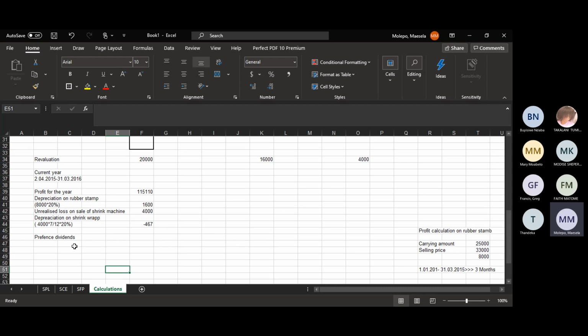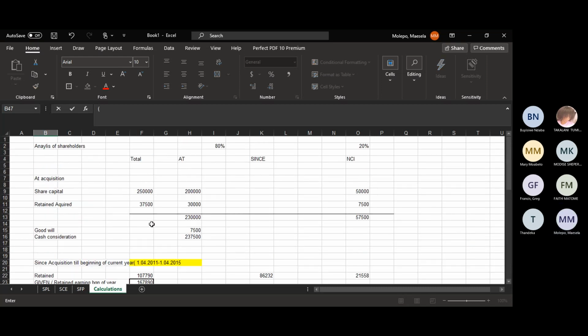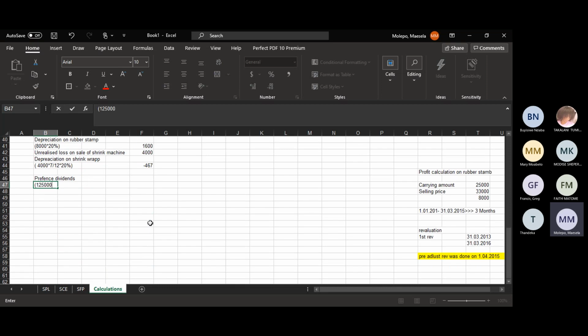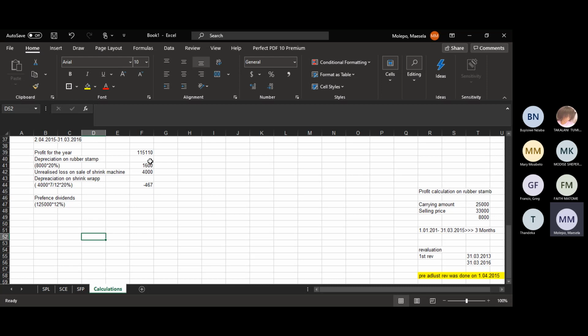So now we assume that we have a profit. On 1 March 2016, we're going to record the preference dividends as declared, on the value of 125,000. So we say 125,000 multiplied by the 12%. Now is the current year, and we declare them on the profit we have. So the profit that we have is 115. On the current year, we're going to declare the preference dividends of 15,000, which will be the minus.